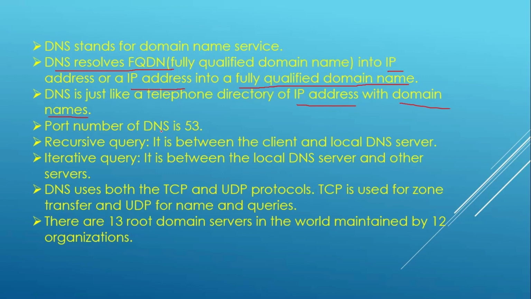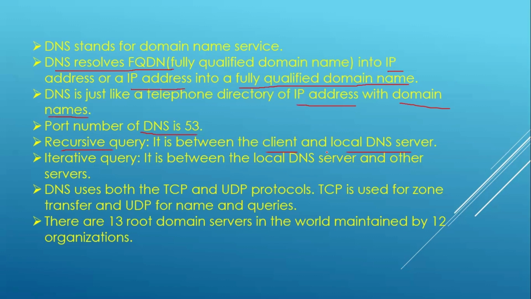So the port number that is used by the DNS is 53. It works on two queries, that is the recursive query and the other one is iterative. In case of a recursive query, it is between the client and the local DNS server.